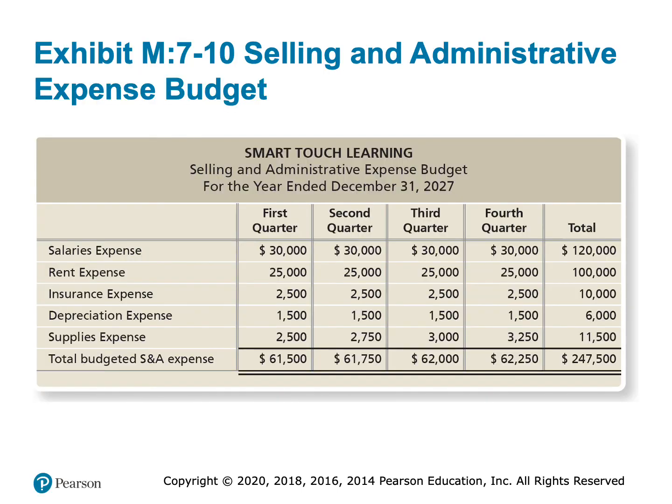So, how'd we do? I'm sure we did great. The only thing that changed again was our supplies expense. Each quarter went up a little bit. So in total, we expect to spend $247,500 on selling and administrative expenses in 2027.